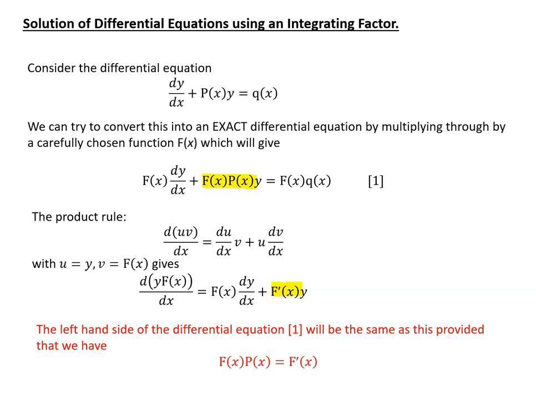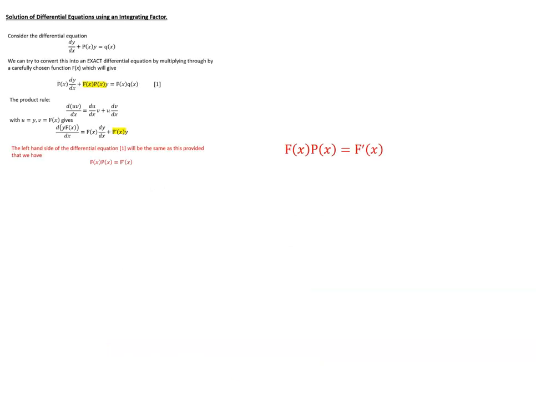So what we want is f of x times p of x to equal f dash x. If we rearrange that, we've got f dash x divided by f of x has got to equal p of x. And if we integrate each side with respect to x, we've now got the integral of f dash x over f of x with respect to x has got to equal the integral of p with respect to x.